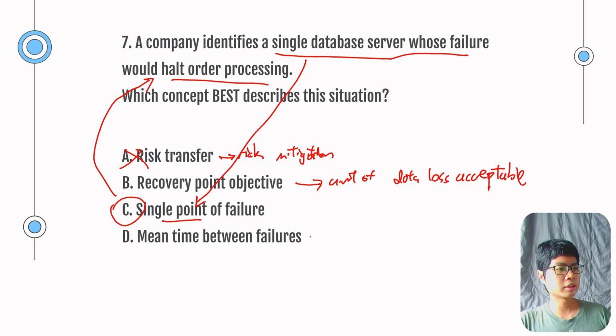So mean time between failures is a metric. Basically we are measuring how reliable the system is, and the higher it is, the more reliable and less likely to fail.